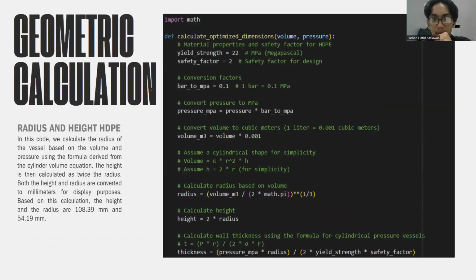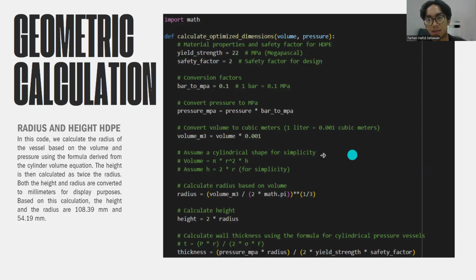Next, about geometric calculations: radius and height of the HDPE. In this code, we calculate the radius of the vessel based on the volume and the pressure, using the formula derived from the cylinder volume equations. The height is then calculated as twice the radius. Both the height and radius are converted to millimeters for display purposes. Based on this calculation, the height and the radius are 108.39 millimeters and 54.19 millimeters.